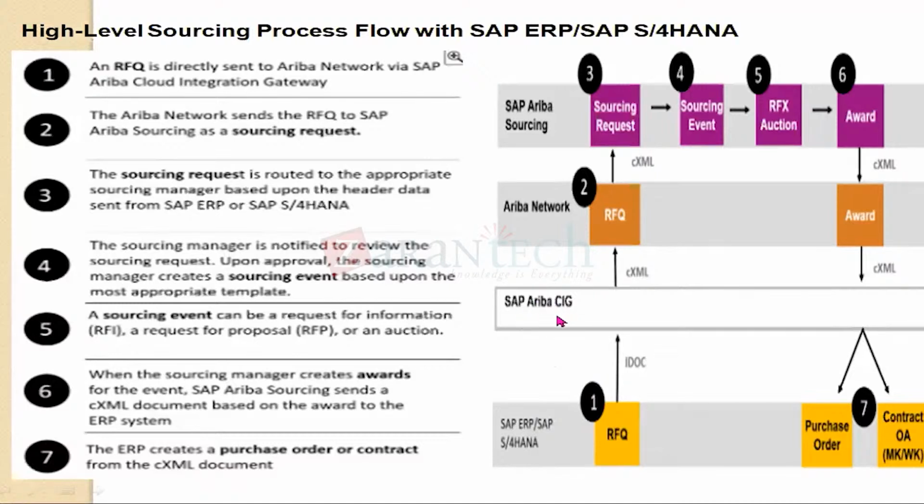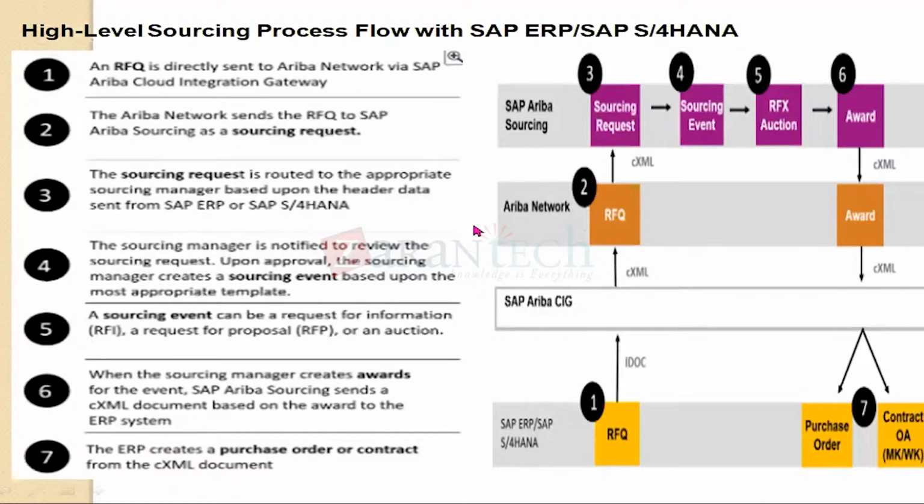Once it reaches Ariba CIG, since SAP ERP has a different language and Ariba has a different language, the Ariba CIG will convert the IDOC information into XML information. That XML information will come to your Ariba Network and reach the Ariba sourcing solution. Once it goes to the Ariba sourcing solution, one sourcing request will get created automatically based on the RFQ sent from the ERP system.